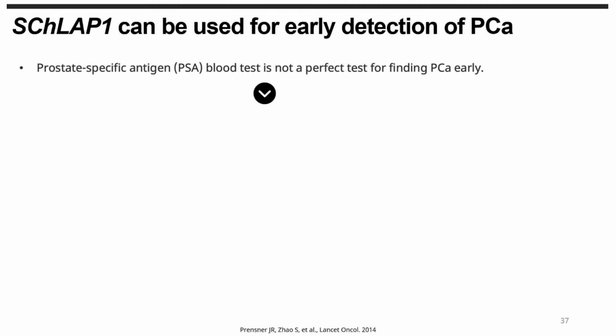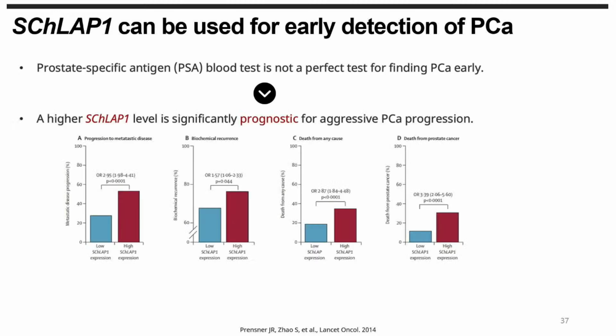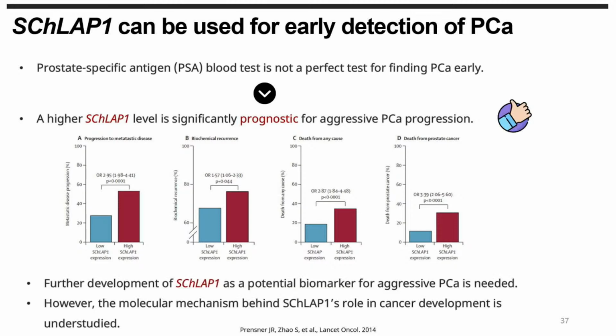So interestingly, for these circumstances, we have SChLAP1, which can be used for early detection of prostate cancer, because based on previous research, the red bar suggests higher SChLAP1 expression level, and higher SChLAP1 levels are related to a higher percentage of metastatic or aggressive disease, as well as biochemical recurrence, and death from any cause and from prostate cancer. So a higher SChLAP1 level is significantly prognostic for aggressive prostate cancer. Therefore, further development of SChLAP1 as a potential biomarker for aggressive prostate cancer is needed. However, the key question of how still remains to be seen.